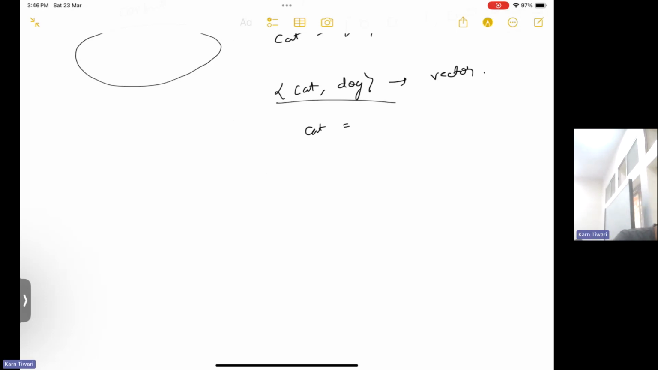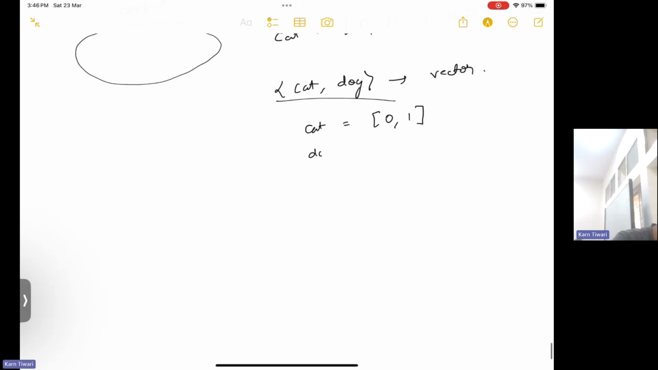So I will represent cat as the vector 0, 1. And dog, suppose I represent as 1, 0. So I have a unique representation for each and every word. That's how this is one of the mappings, and there is nothing illegal about this mapping, as long as you make sure that each and every word has a unique representation.